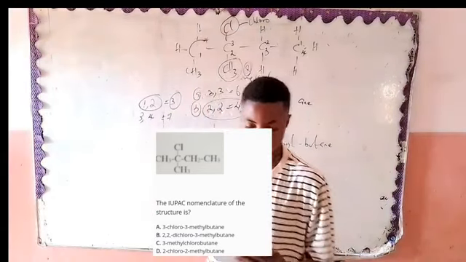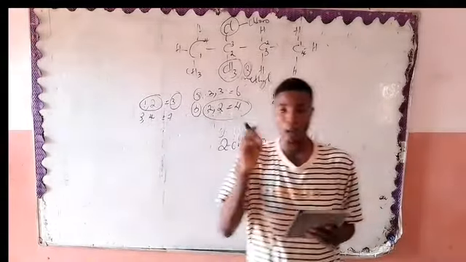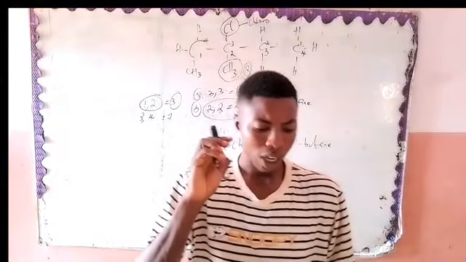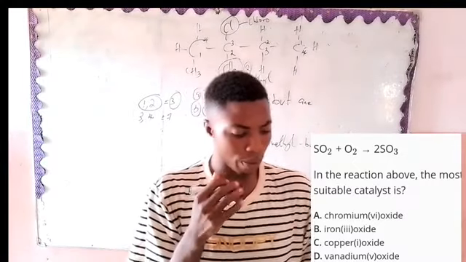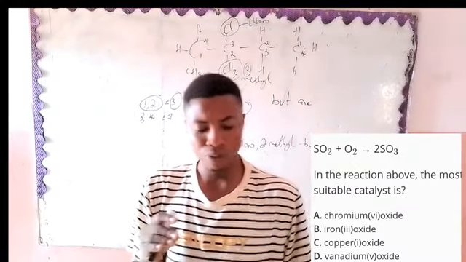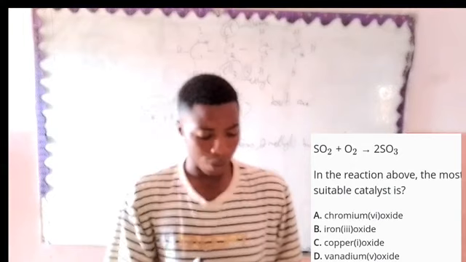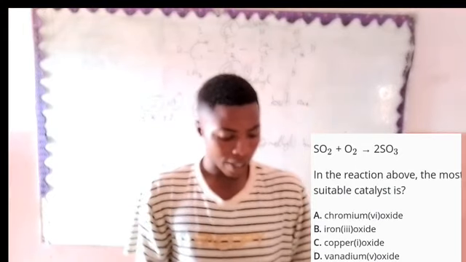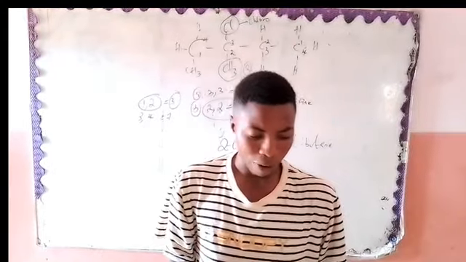Now let's go to the number 3 question. For this number 3 question, I'm not going to talk about it much. But the answer there is vanadium(V) oxide, which is D. So let's talk about number 4.